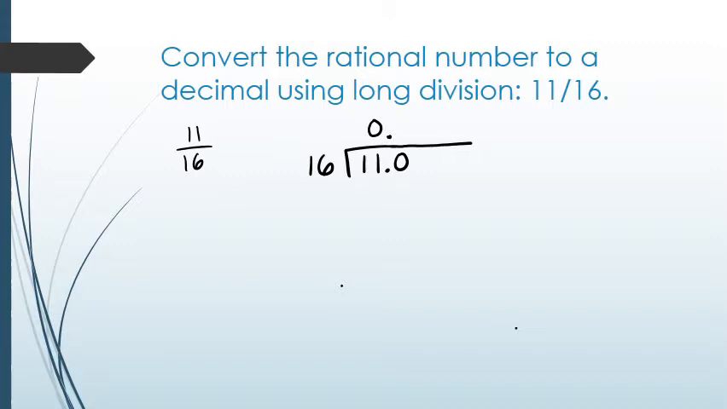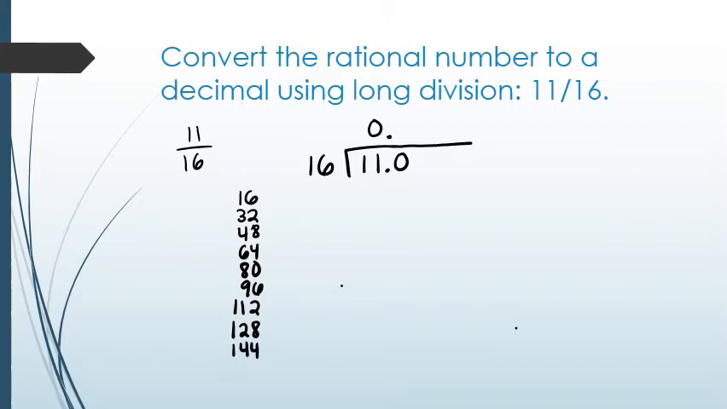So to help me out, I'm going to make a list of my products here. So kind of like going by 16s. So 16, 32, 48, 64, 80, 96, 112, 128, and we'll go a little bit further. Let's see, let's go to 144.